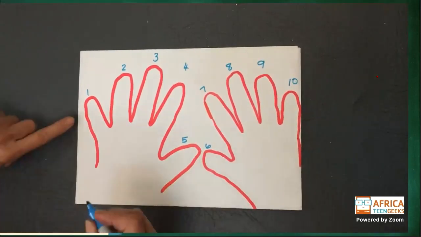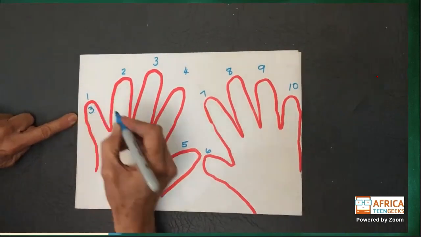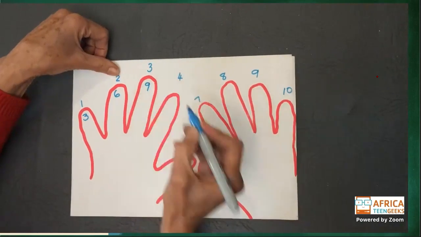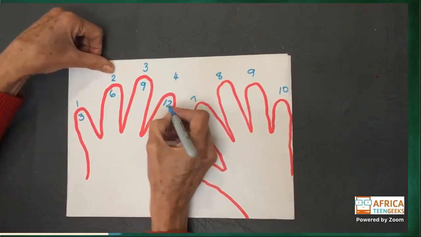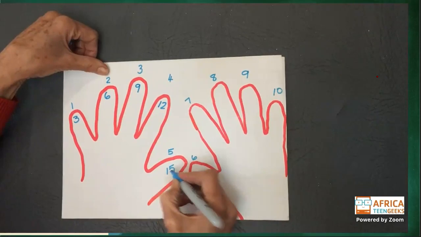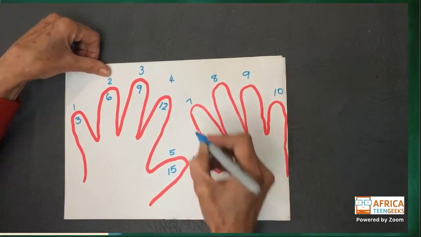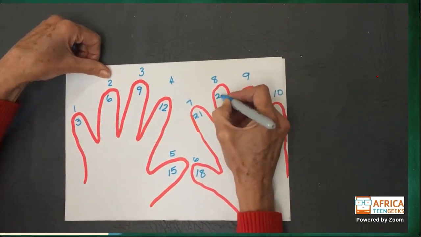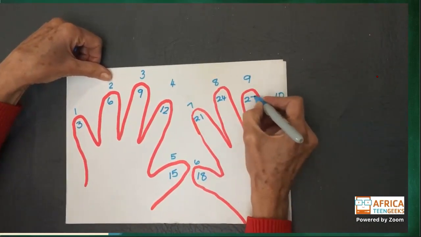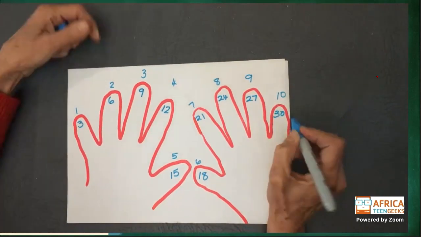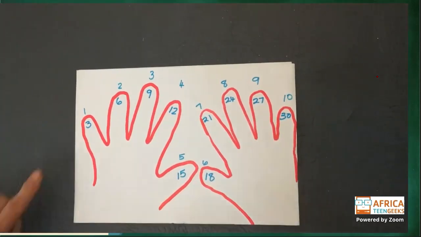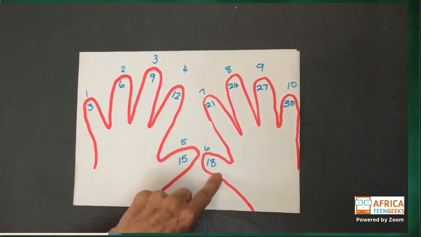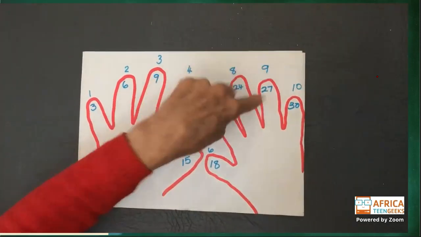Let's write. 1 times 3 is 3. 2 times 3 is 6. 3 times 3, 9. 4 times 3, 12. 5 times 3, 15. 6 times 3, 18. 7 times 3, 21. 8 times 3, 24. 9 times 3, 27. 10 times 3, 30. Skip count like this. 3, 6, 9, 12, 15, 18, 21, 24, 27, 30.